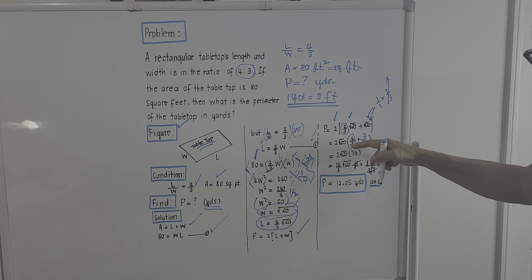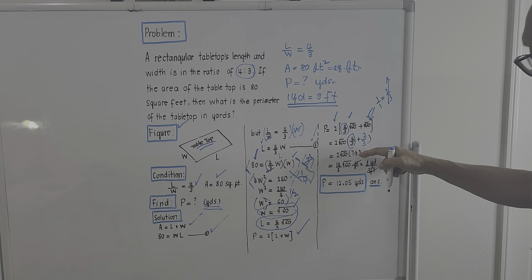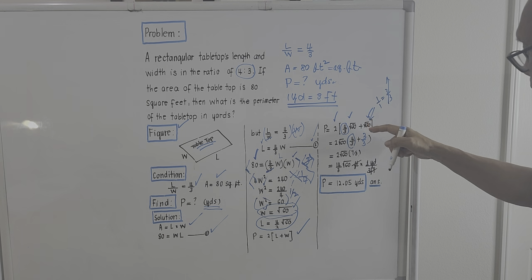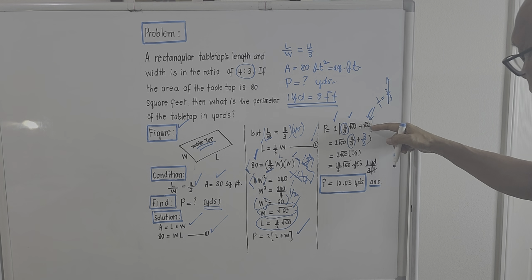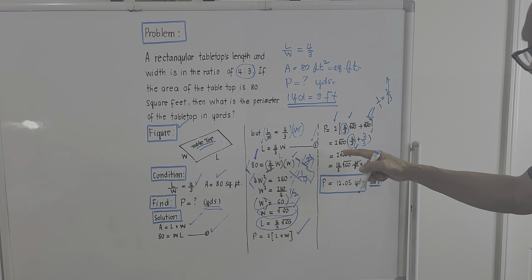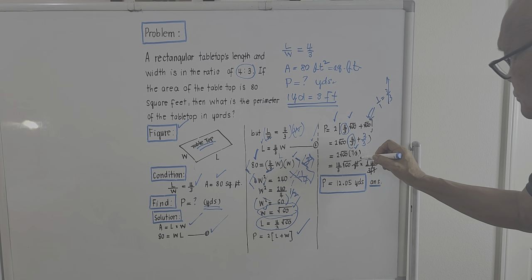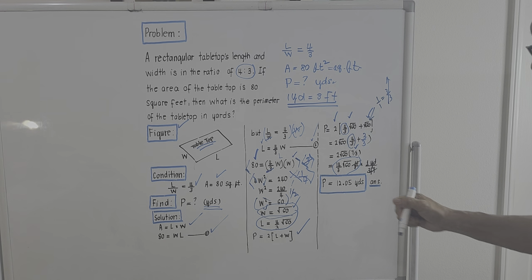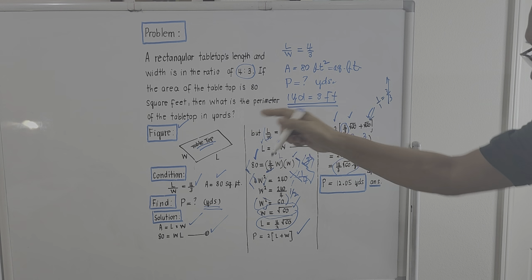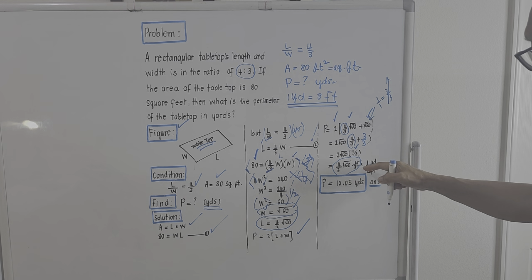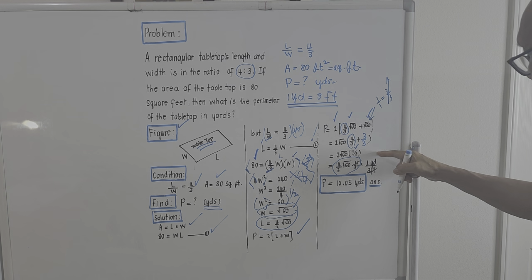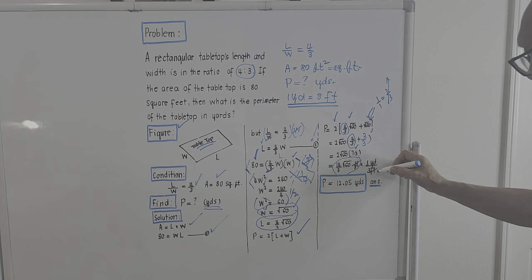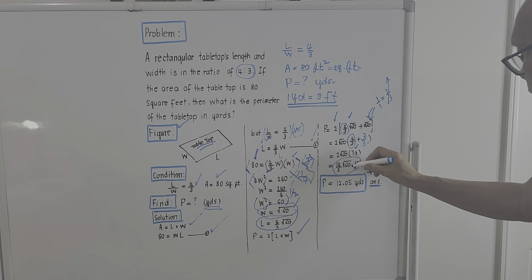We are adding two fractions with the same denominator, so it will be the same denominator, and the sum of the individual numerators. 4 plus 3 will be 7. So 2 times 7 will be 14, over 3, times the square root of 60. This is in terms of feet. Okay. The problem is asking what will be the perimeter in yards. So we will have to convert this feet here to yards, times 1 yard per 3 feet. So this feet here cancels with this.